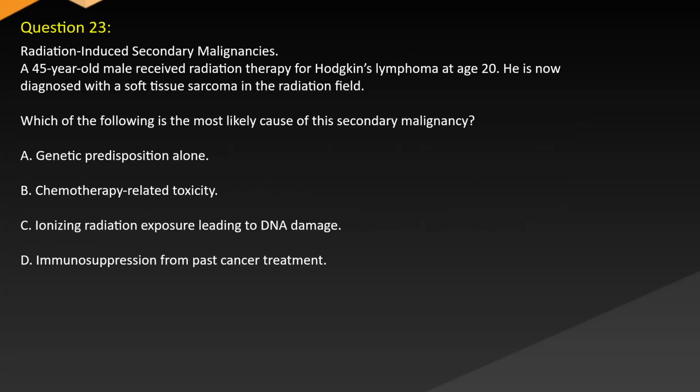Question 23. Radiation-induced secondary malignancies. A 45-year-old male received radiation therapy for Hodgkin's lymphoma at age 20. He is now diagnosed with soft tissue sarcoma in the radiation field. Which of the following is the most likely cause of this secondary malignancy? A. Genetic predisposition alone. B. Chemotherapy-related toxicity. C. Ionizing radiation exposure leading to DNA damage. D. Immunosuppression from past cancer treatment.